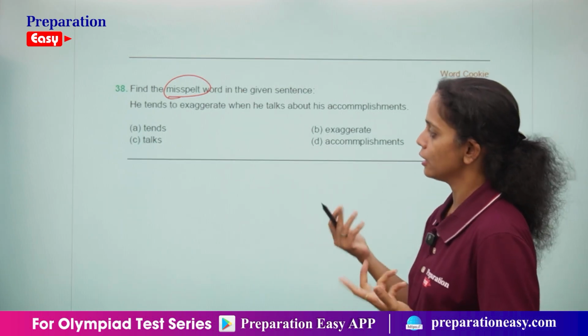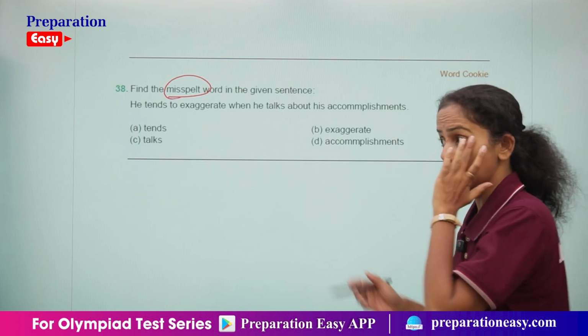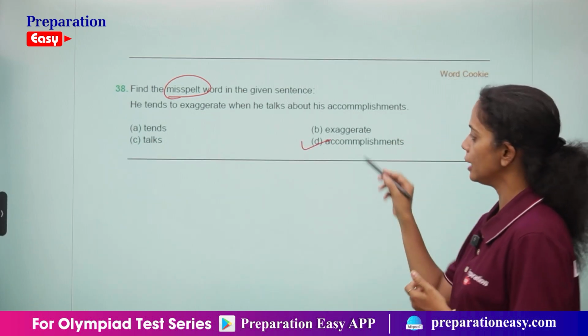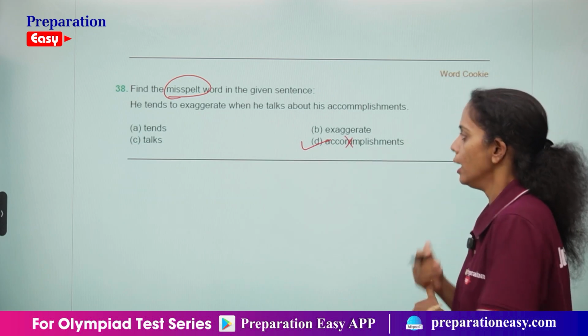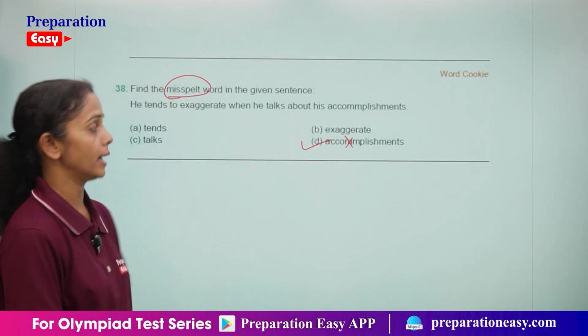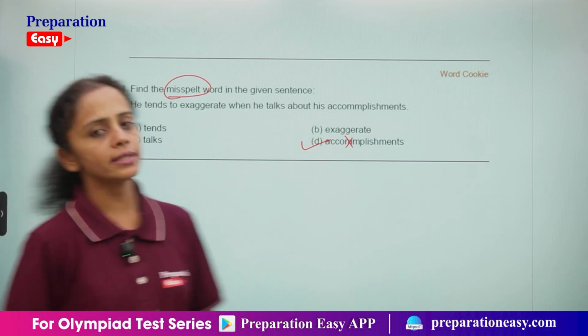First is tends, talks, exaggerate, and then comes accomplishment. Accomplishment is actually the wrong spelling. A-C-C-O-M, the M is extra. The meaning of this sentence is, I'll also tell you that. He tends to exaggerate when he talks about his accomplishment.